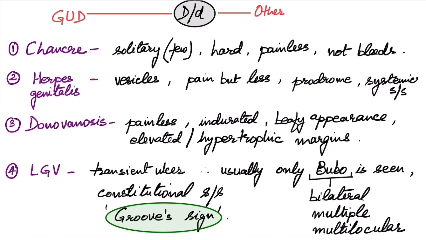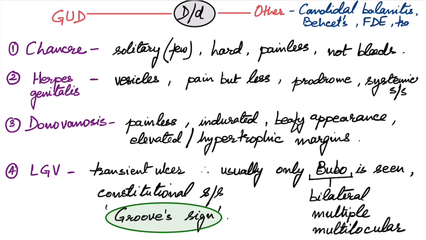Now once you have given all the differentials of GUD, there are other differentials like it can be candidal balanitis, it can even be like fixed drug eruption or Behçet's disease, and at last you should always rule out traumatic ulcers. With this we come to the end of today's class. In the next class we will be discussing the diagnosis and the treatment of chancroid.